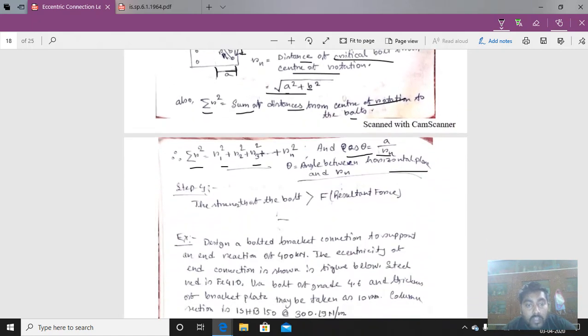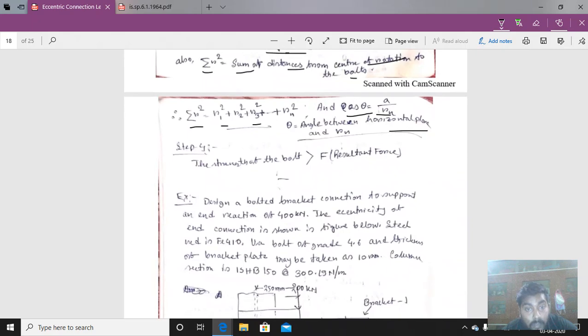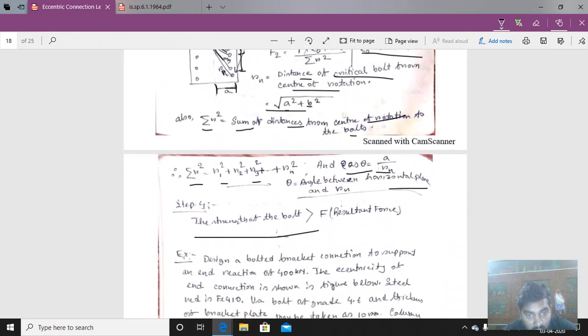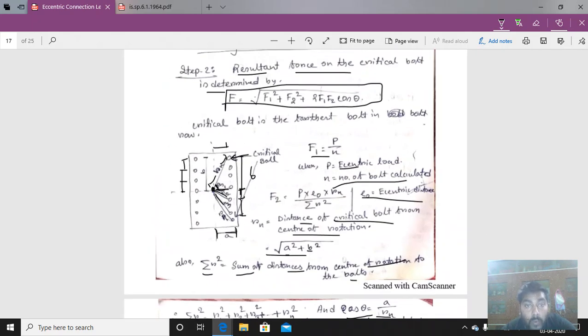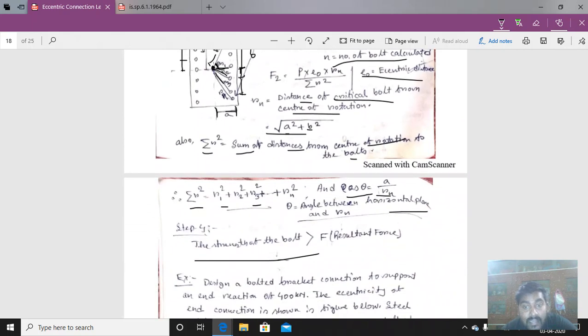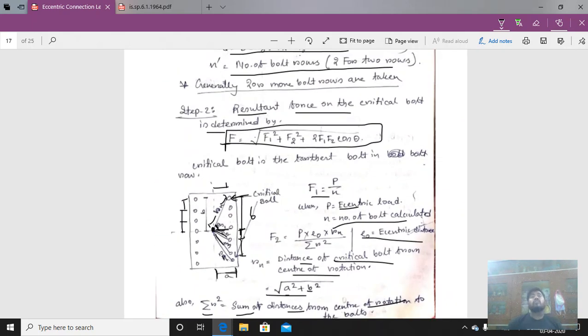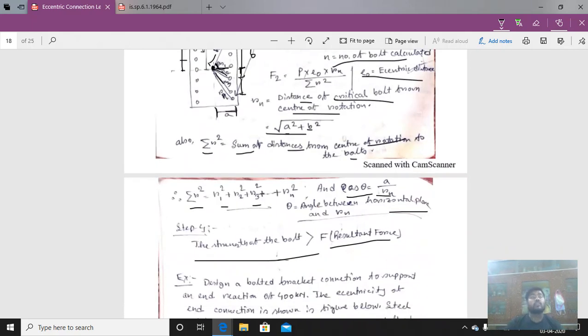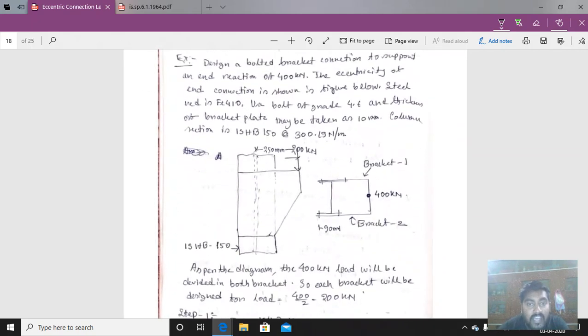Put all the values. Now the check is that the strength of the bolt should always be greater than the value of F, that is the resultant force. So the strength of the bolt will always be greater than the resultant force F that we have calculated. If it is not, then the section bolts are to be redesigned. Now let us see an example.